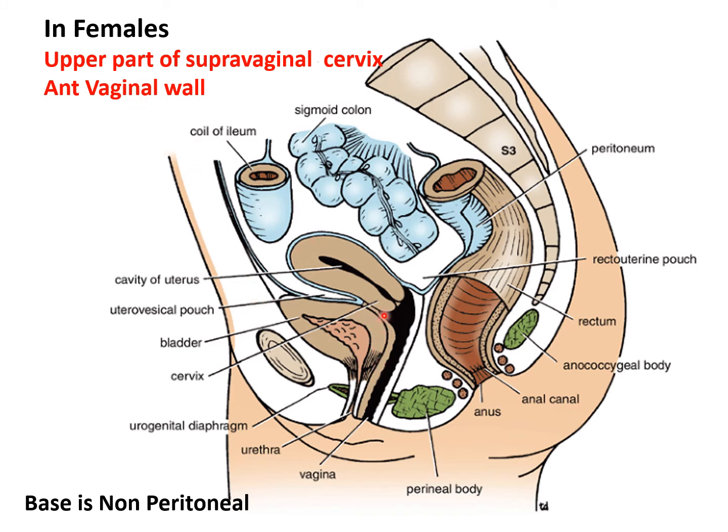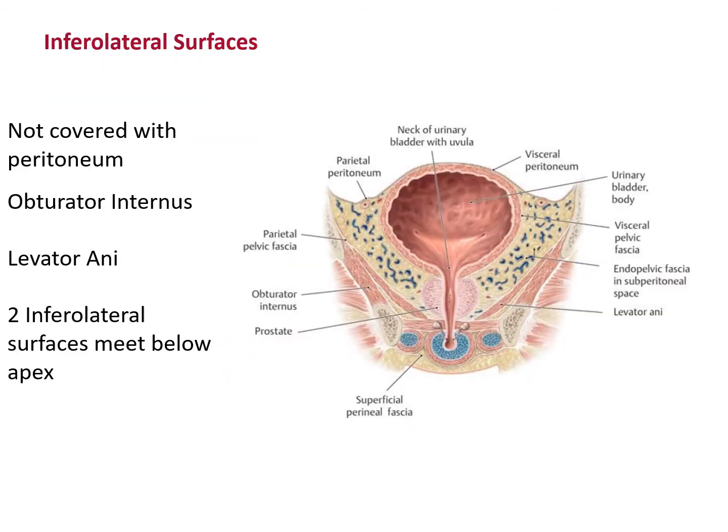It is related to the supravaginal part of the cervix as well as to the anterior vaginal wall. The base is related to the anterior vaginal wall and the supravaginal part of the cervix. Now the inferior lateral surfaces are below the peritoneum. What you are seeing is a coronal section. The peritoneum moved from the lateral pelvic wall over the dome of the urinary bladder and then moved on to the other lateral pelvic wall.